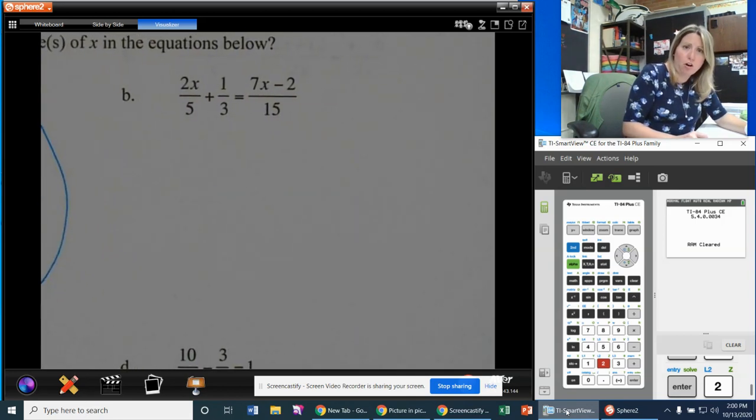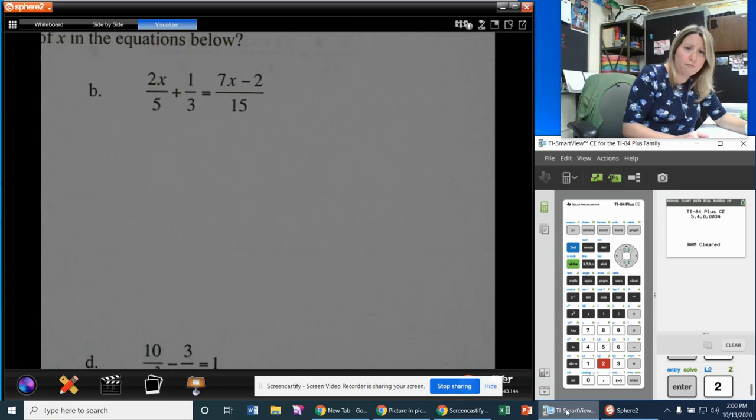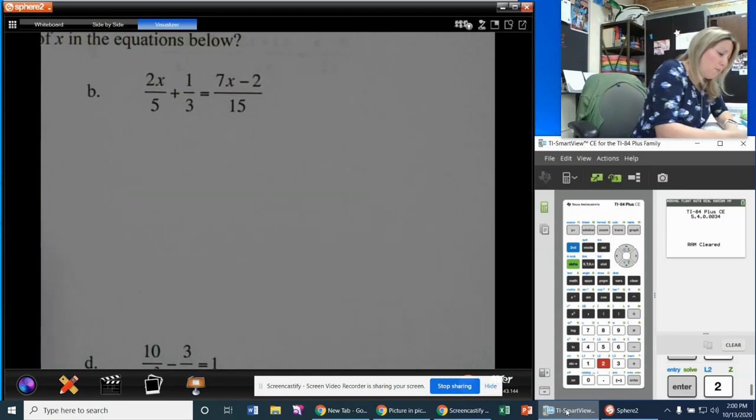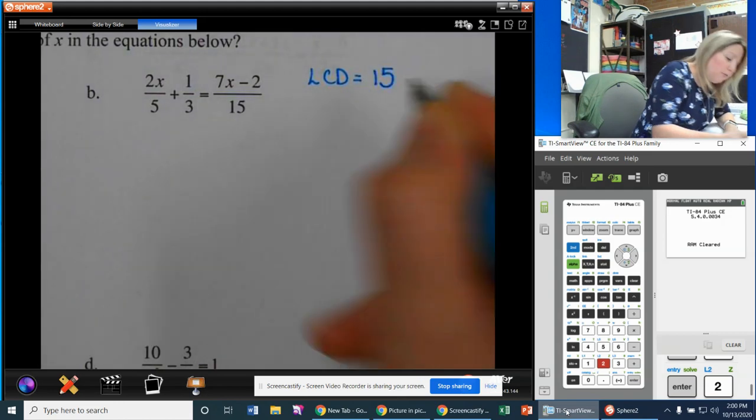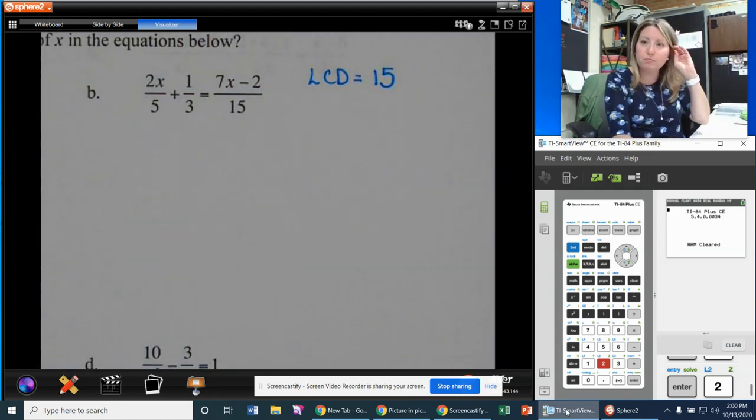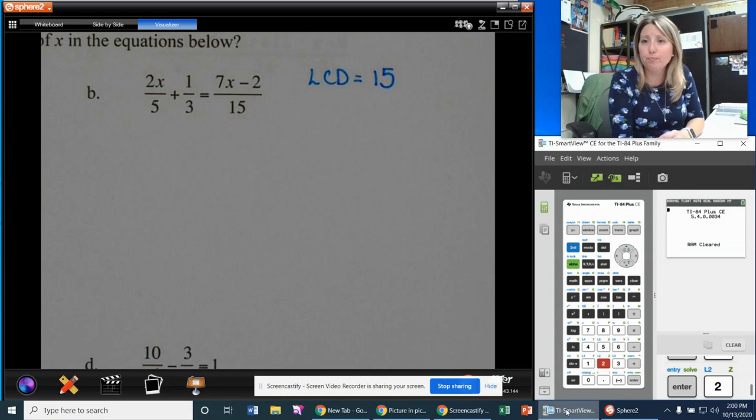B, here's a good one. Look at all those denominators. So a 5, a 3, a 15, they can all multiply to become 15. So your LCD is 15. Do I have to write an x cannot be equal to? Nope. Not in a denominator. I don't have to worry about it.